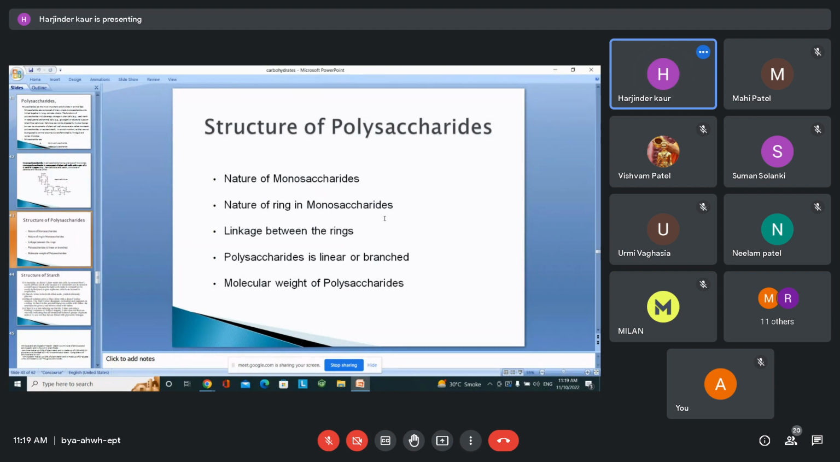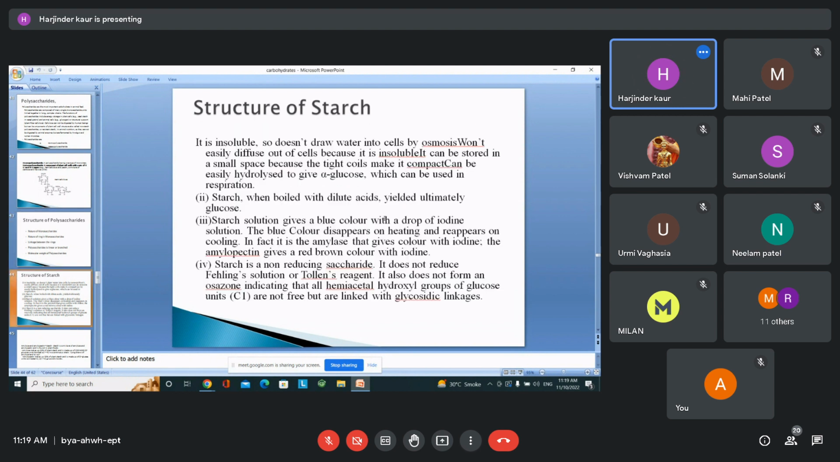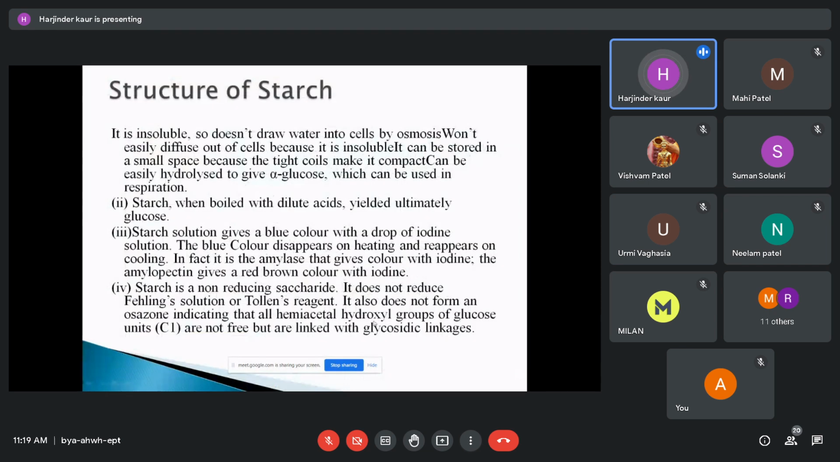Now, the nature of monosaccharides and the nature of rings in monosaccharides, the linkage between the rings, whether the polysaccharide is linear or branched, and the molecular weight of the polysaccharide. These are the things that are to be studied. First thing first, the first thing is always to find out what the monosaccharides in it are. And to find out the monosaccharides, whatever the polysaccharide is, it is boiled with dilute acid.